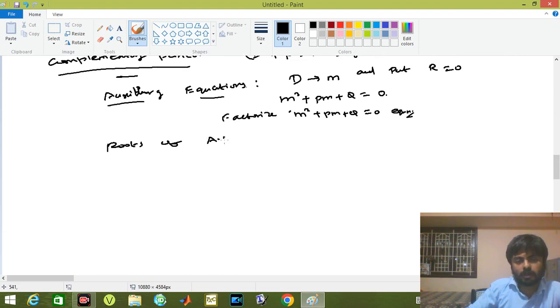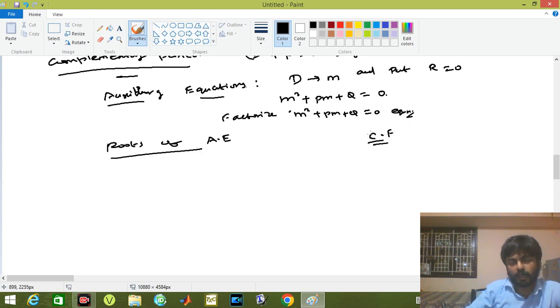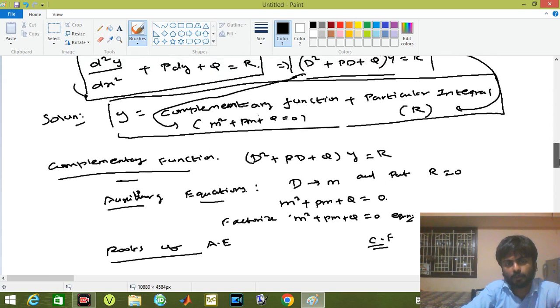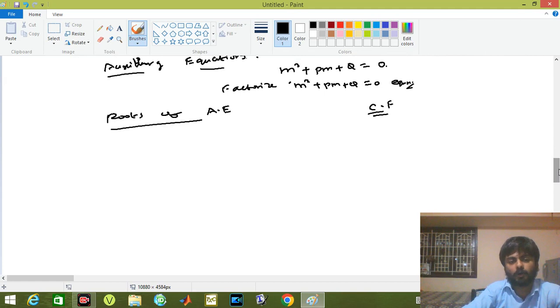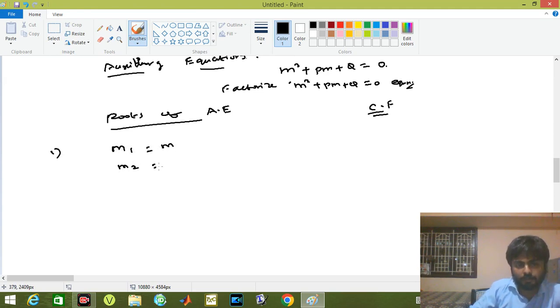Roots of the auxiliary equation and their complementary function. I have already told you the complementary function purely depends on the auxiliary equation, that is m square plus pm plus q equal to 0. So the roots may be equal. You may have two roots, m1 and m2, and this implies m1 equal to m2 equal to m. So the roots are equal.